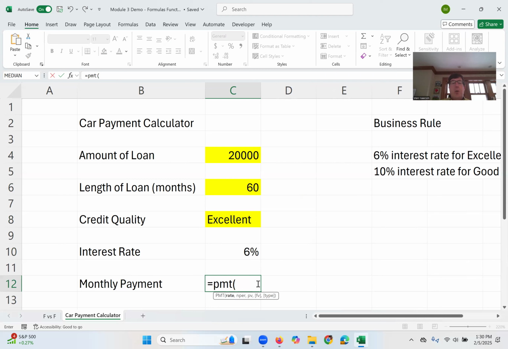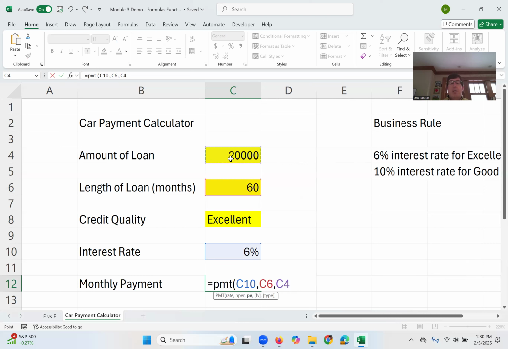The first thing it wants to know is the interest rate. So I say, okay, that's in cell C10. Then it wants to know NPER. That's the number of periods or the number of months that we're going to pay this back in. I put a comma. It asks me, what is the present value of the money that you want to borrow? I'm going to put C4 as that entry.